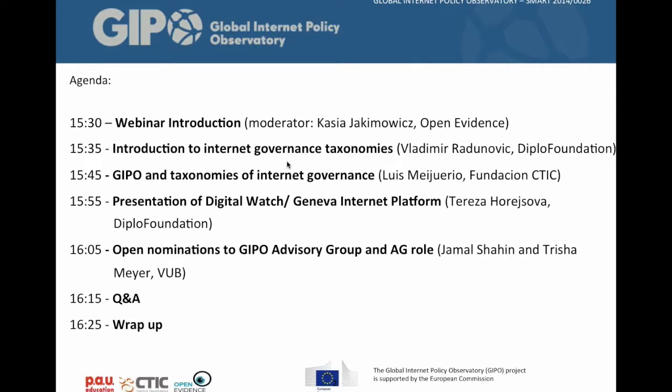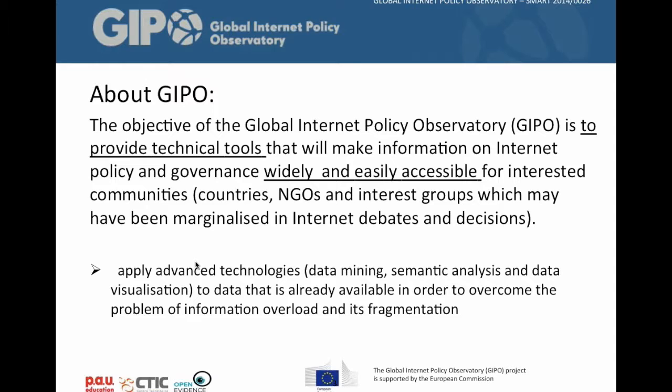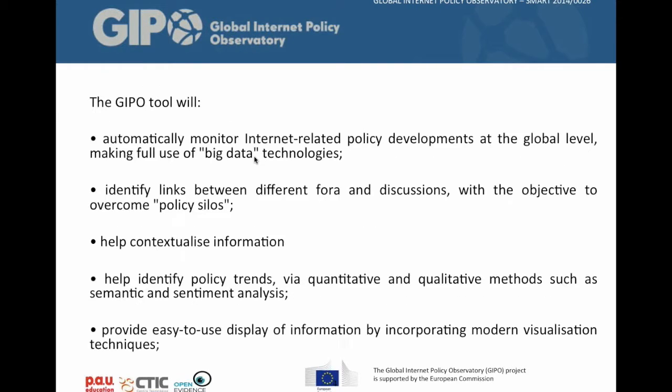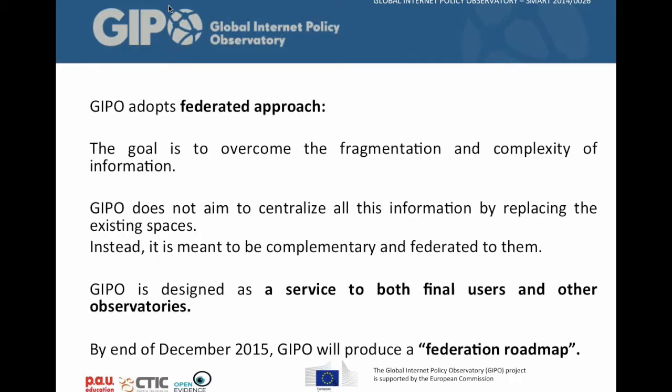So very briefly as an introduction, because maybe not everybody knows something about GIPO initiative, one more time, the objective of the Global Internet Policy Observatory is to provide technical tools that will make information on internet policy and governance widely and easily accessible for different communities via applying advanced technologies. So in general, the GIPO tool will automatically monitor internet-related policy developments, identify links between different forums and discussions, will help contextualize information and help identify policy trends, as well as provide easy-to-use display of information by incorporating modern visualization techniques.